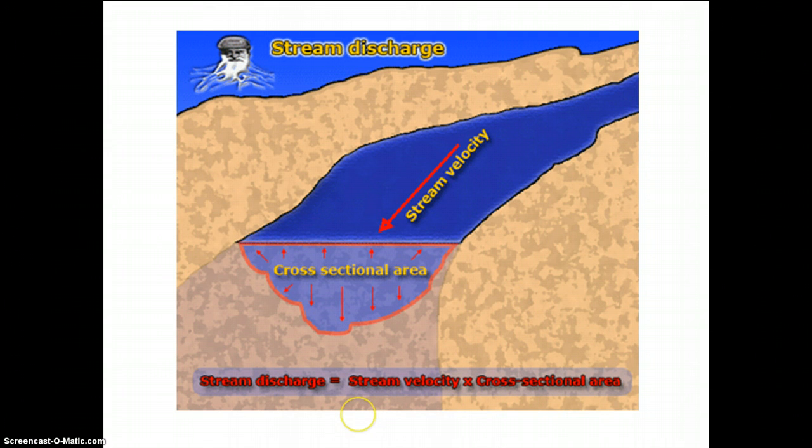Stream discharge is the volume of water flowing past a certain spot in a stream in a specific amount of time, and is expressed in units such as cubic meters per second, or liters per minute. So here's our stream discharge and our stream velocity. Another factor affecting runoff and stream discharge is flooding.